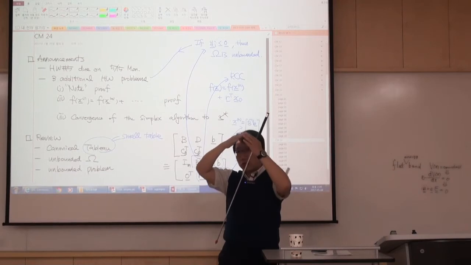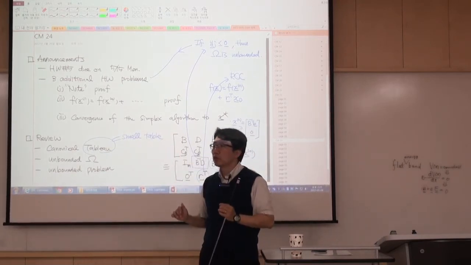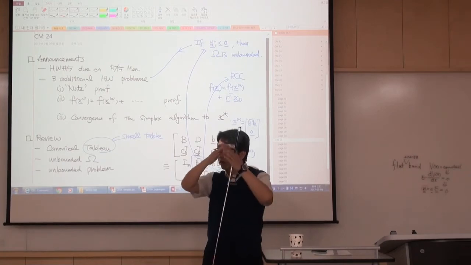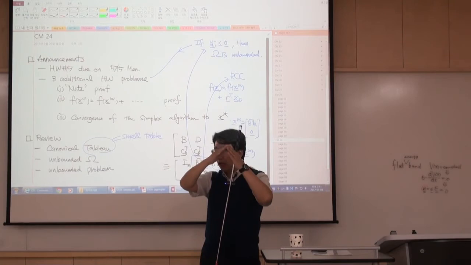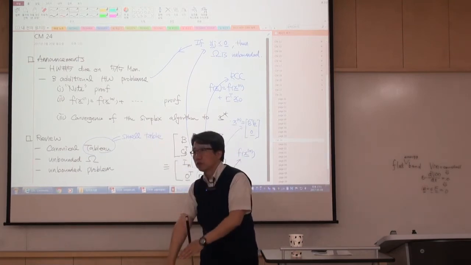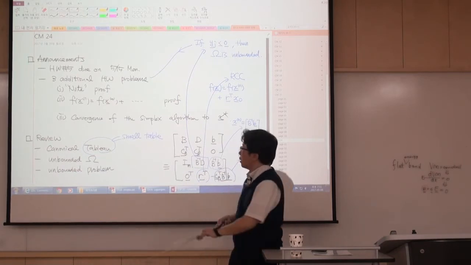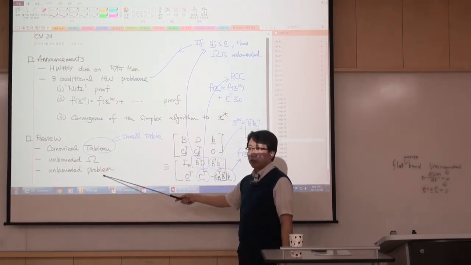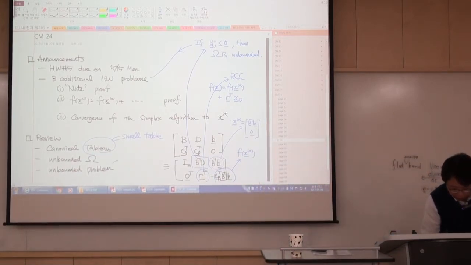Think about this. We want to minimize our c transpose x. What is the worst case? Our minimum does not exist. Actually, we can arbitrarily make this objective function value go down to minus infinity. In that case, the problem is called unbounded. So this unboundedness is like this.